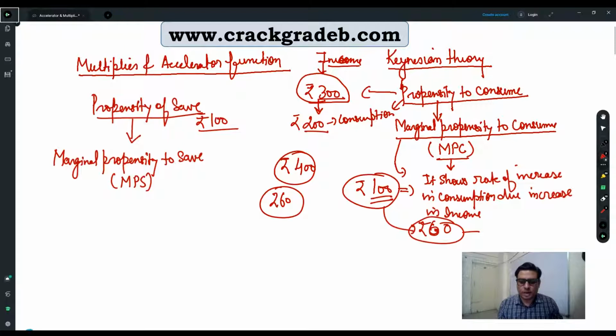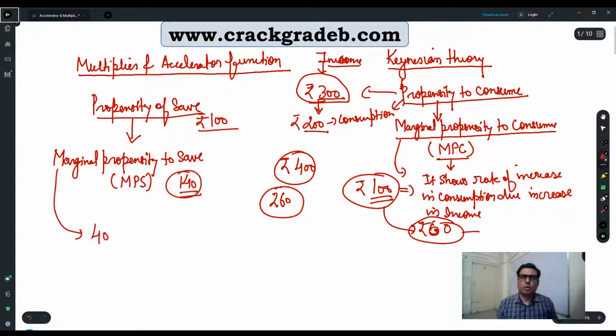100 rupees is being added in his income. Now he is consuming how much? 260. And earlier he was saving 100. Now he is saving 140. So total saving is 140 right now after an increase in the income. But marginal propensity to save is going to be how much? 40 rupees. So one thing you should have clarity on in the mind: what is propensity to save and propensity to consume, and what is marginal propensity.